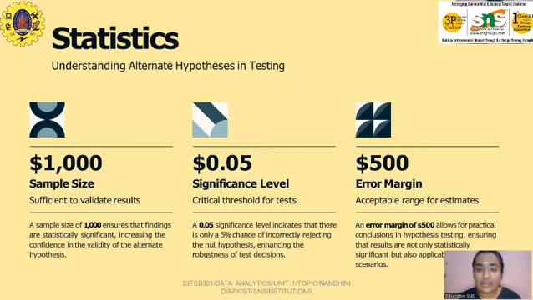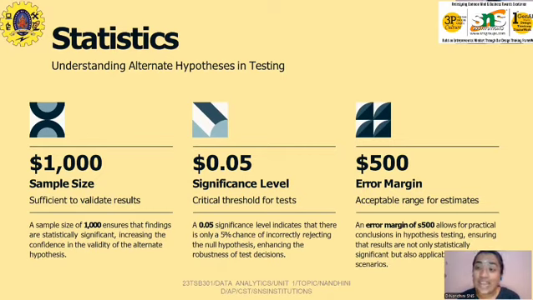Second one is significance level, the critical threshold for tests. That means if you have a threshold or significance level of 0.05, then there is only a 5% chance of rejecting the null hypothesis.